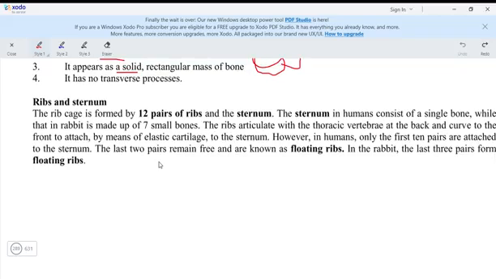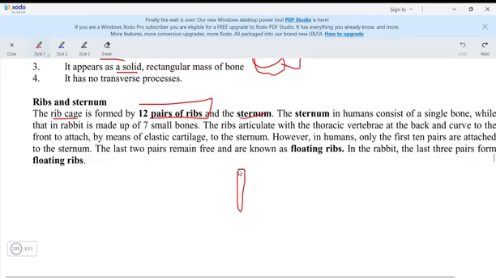So we move to ribs and sternum. What can we say about the ribs? The rib cage is formed by 12 pairs. We have 12 pairs of ribs, and then we have the sternum. The sternum is the breastbone, the one at the center. The 12 ribs are around like this. So the ribs and the sternum are working together.